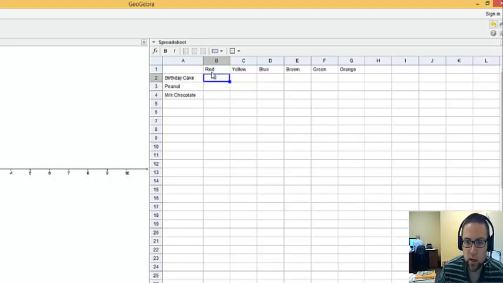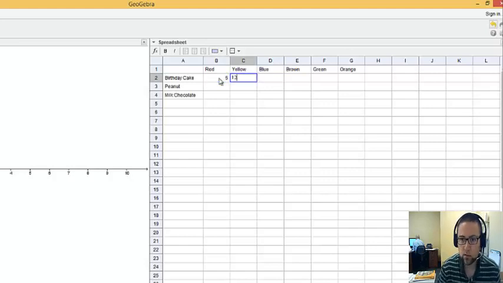So this is called joint data, and it makes like a joint, like your elbow, right? You make a little L shape, and this is the joint frequency right here. So how many times did that happen? And let's go back to my list. Okay, birthday cake had 5 red, and it had 12 yellow, and it had 5 blue.